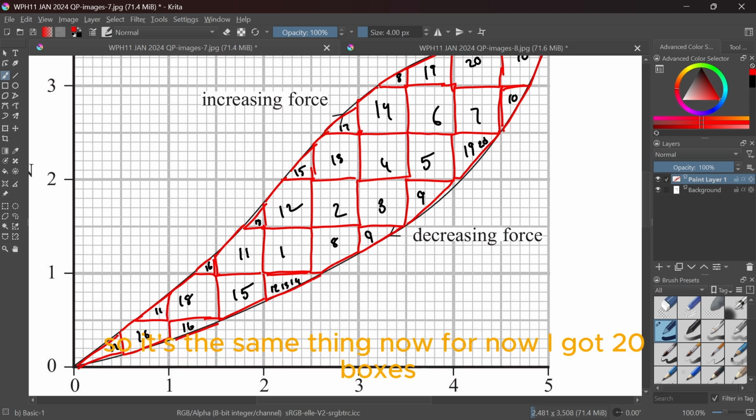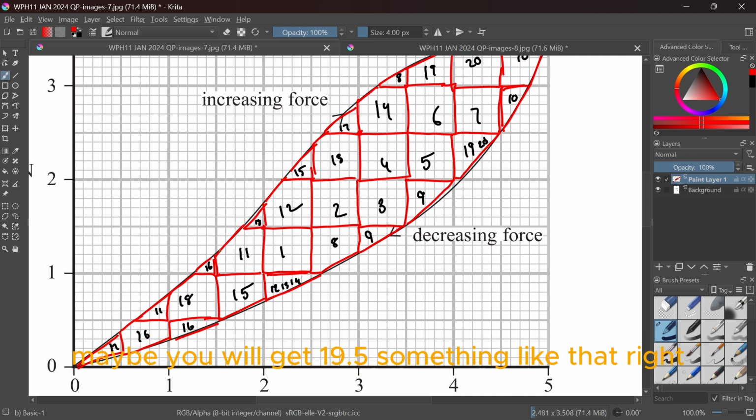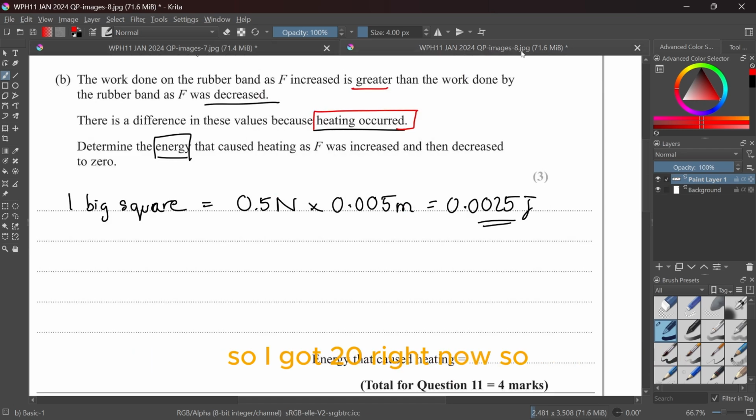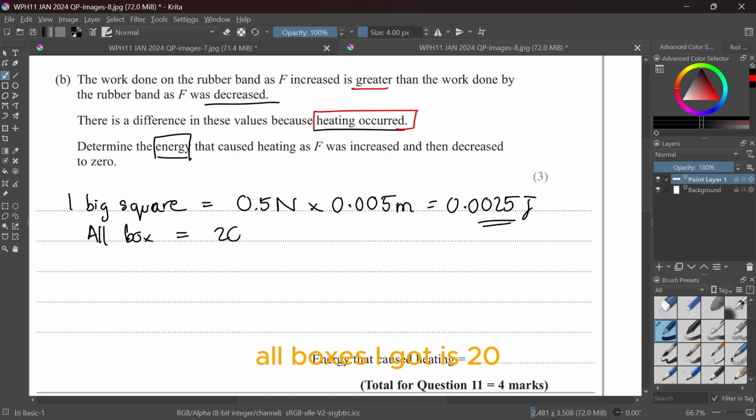So it's the same thing. For now, I got 20 boxes. Maybe you will get 19, maybe you will get 19.5, something like that, right? So I got 20 right now. So, all boxes together, wait, sorry, all the boxes I got is 20.